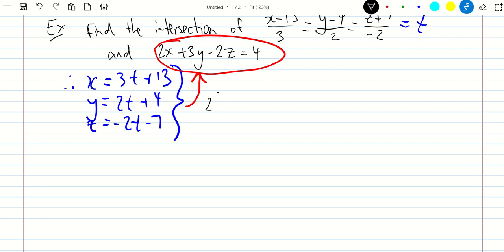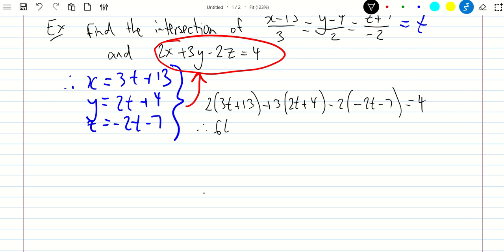So we've got 2. What was my x value? It's 3t plus 13. Plus 3 times my y value, 2t plus 4. And minus 2 times my z value, which was negative 2t minus 7. And that all equals 4. So I've subbed all that in. Now I just need to solve for t. And when I say I just need to, there are some awful calculations here. It's not that bad, it's just annoying. It's just the sort of thing where you might make a mistake.